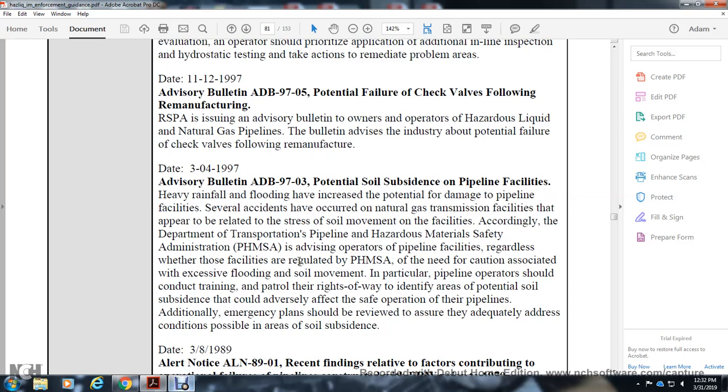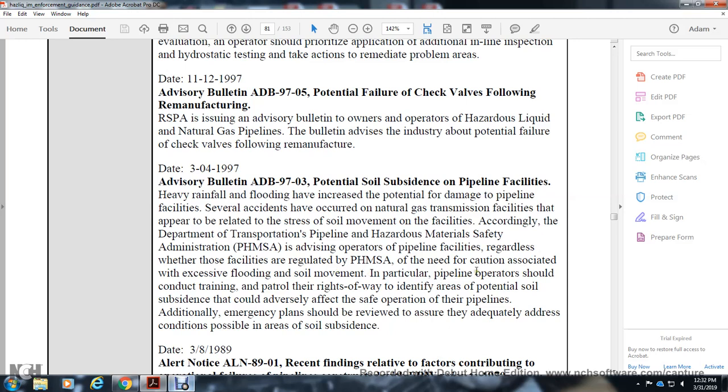Heavy rainfall and flooding have increased the potential damage of the pipeline facility. Several actions with the crew of the natural gas transmission facility appear related to the stress of the soil movement. According to the Department of Transportation Pipeline and Hazardous Materials Safety Administration, it is advising the operators of pipeline facilities, regardless of whether these facilities are regulated by PHMSA, of the need for caution associated with excessive flooding and soil movement.